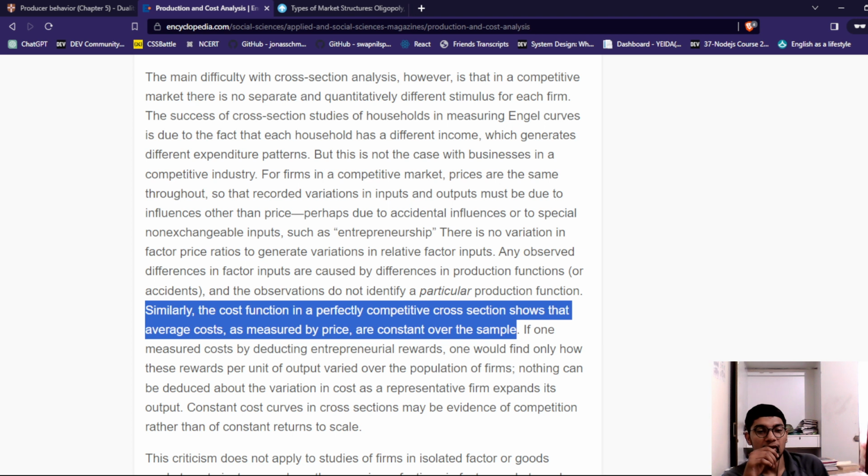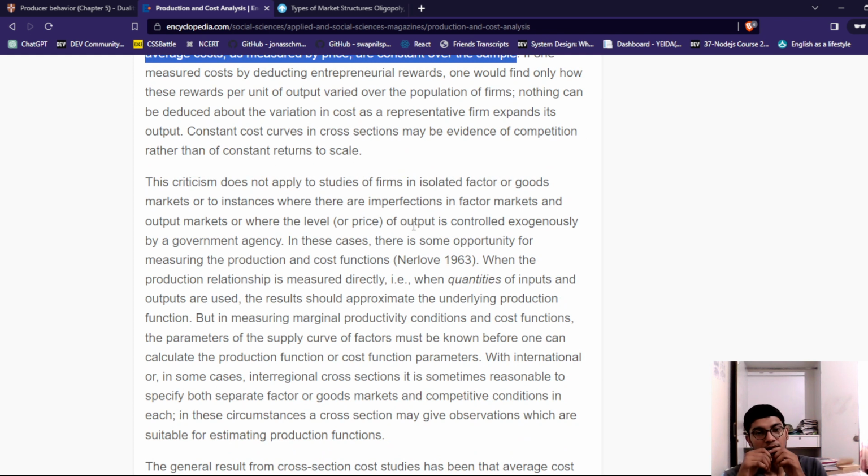If we measured cost after deducting entrepreneurial reward, one would find how this reward per unit of output varied over the production of the firm. Nothing can be deduced from the variation in cost of representing a firm expanding its output. Constant cost curves in a cross section may be evidence of competition rather than constant returns to scale.